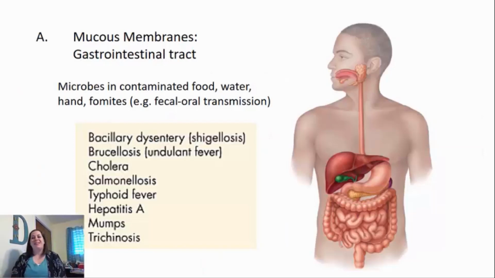Another mucous membrane where they can gain access is the gastrointestinal tract. This comes from microbes that are in contaminated food, water, your hands, or even fomites. This is known as the fecal-oral route because a lot of times these are going to be found in the feces, and if individuals don't wash their hands well, and things go into the mouth, this can be transmitted. So you have bacillary dysentery, also known as Shigella. We have brucellosis, undulant fever, cholera, salmonella, typhoid fever, hepatitis A, mumps, and trichinosis. These are all just examples of those that can gain access through the membrane of the gastrointestinal tract.